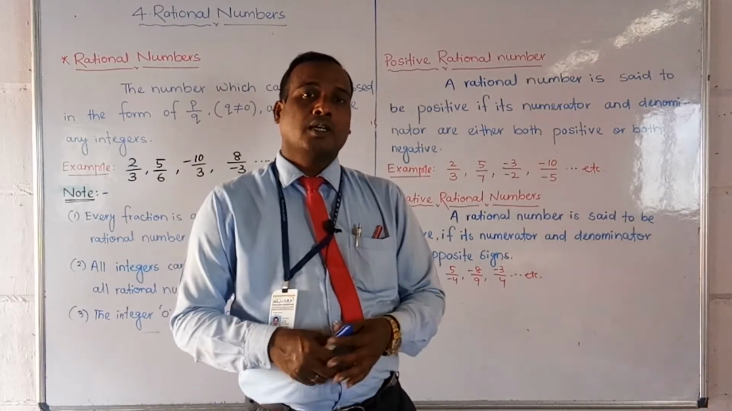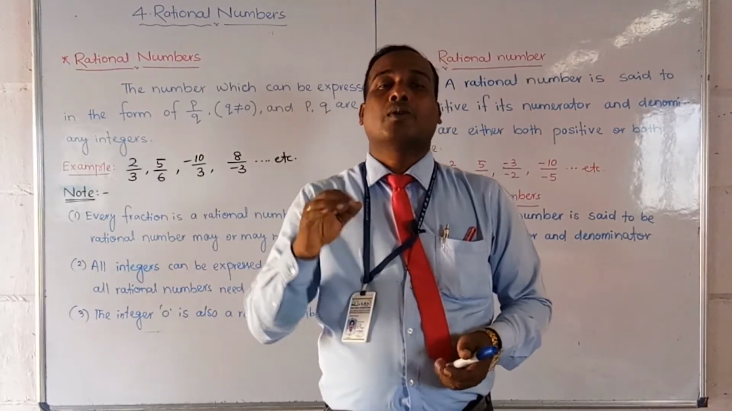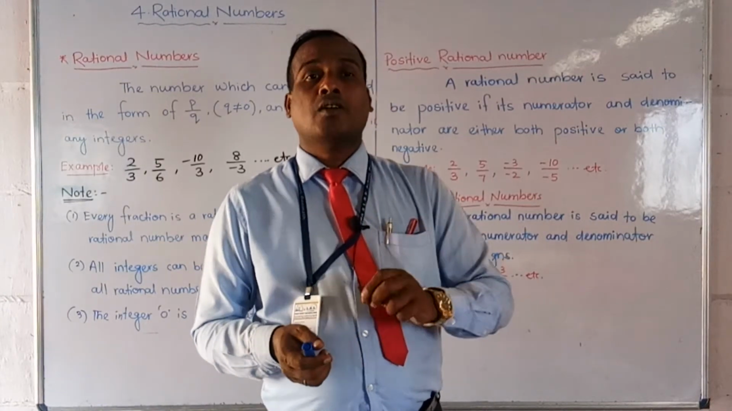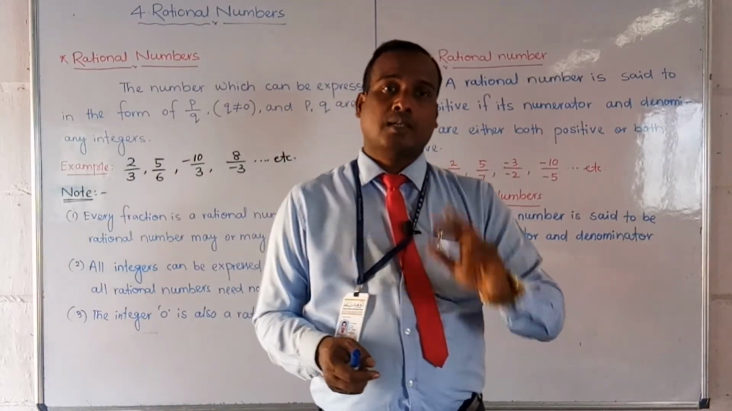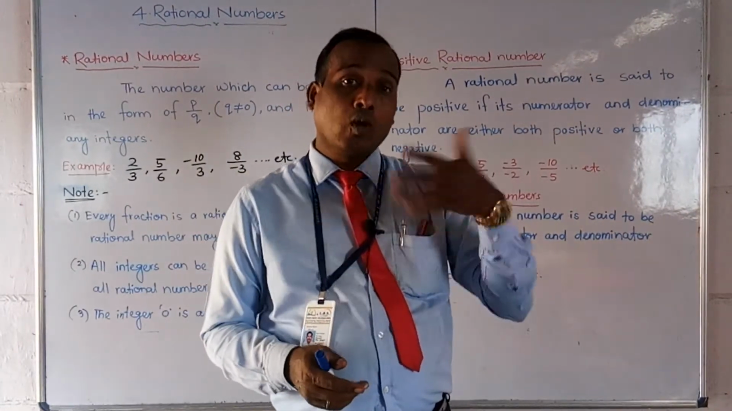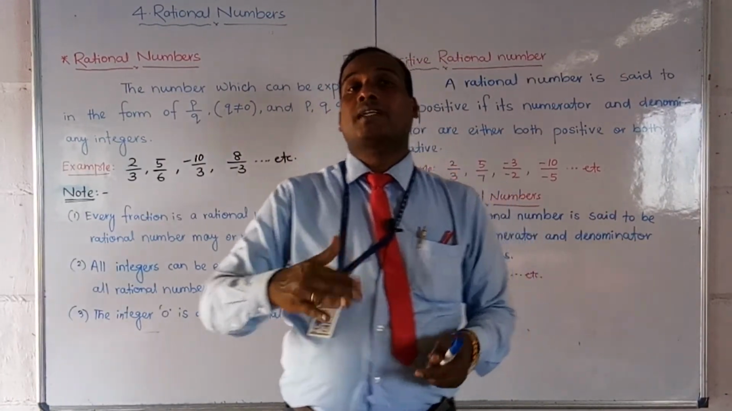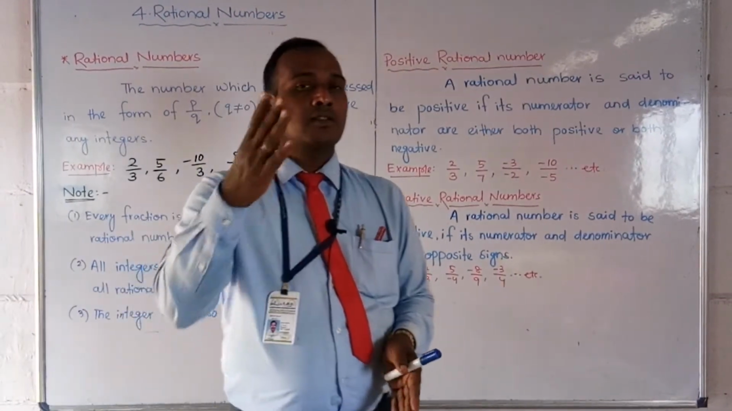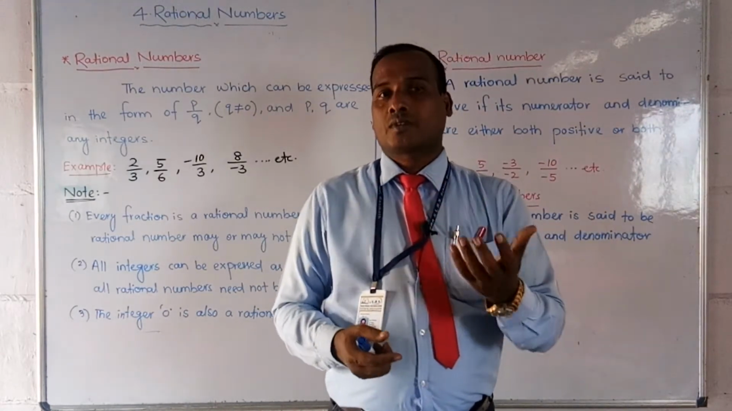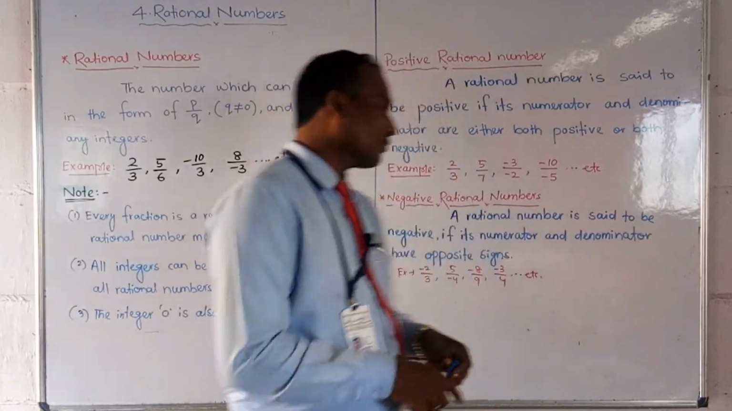That is the same, friends. A number can be expressed in the form of p by q, but here p and q are both integers. So that is called a rational number. This is the difference. If p and q are whole numbers or natural numbers, at that time we say it is a fraction. But whenever p and q are integers, at that time we say it is a rational number. So let us start with the examples and how it differs from a fraction.